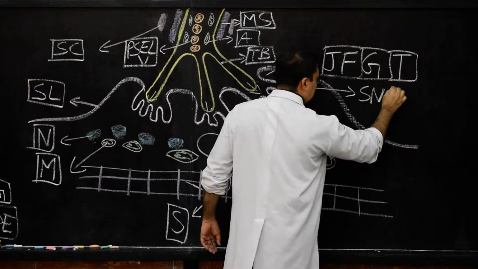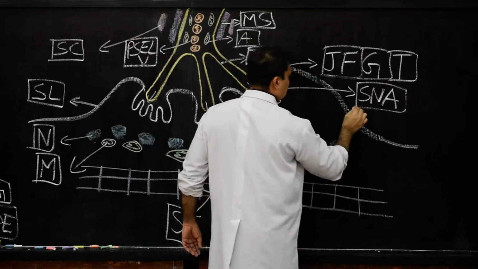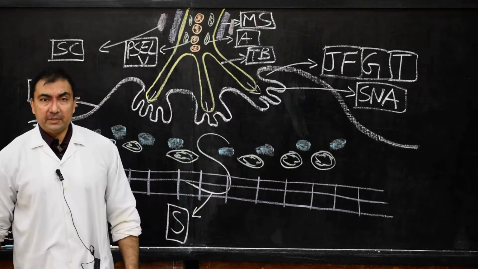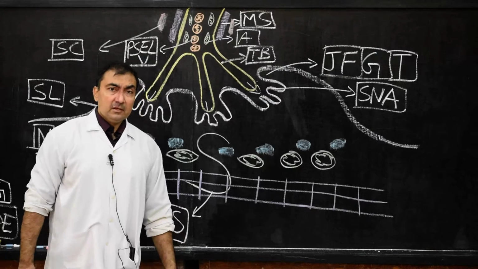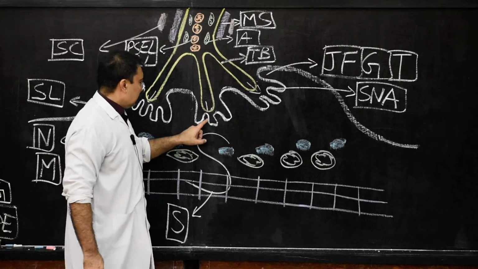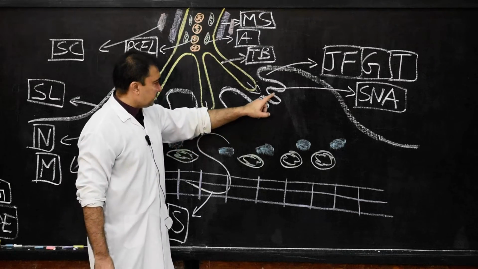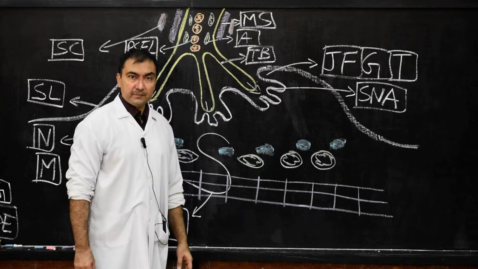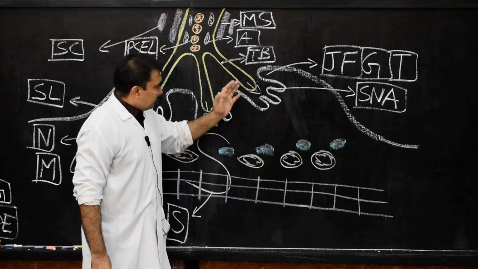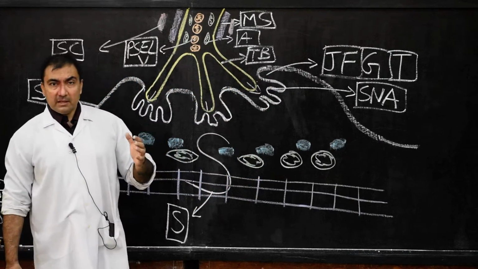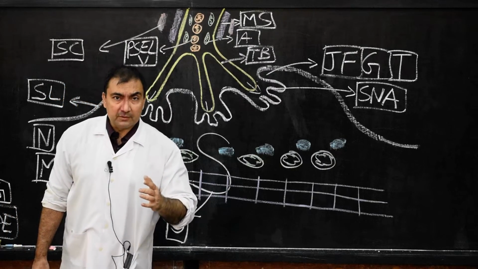subneural apparatus, in which there will be lots of choline esterase. There will be presence of lots of choline esterase. So this is the complete structural anatomy of the neuromuscular junction.